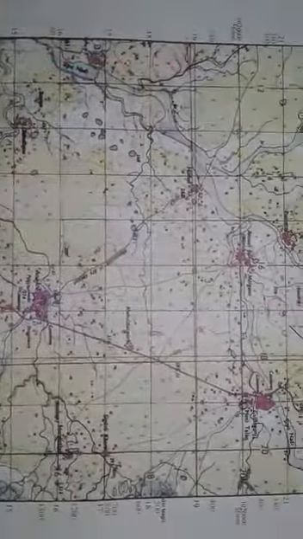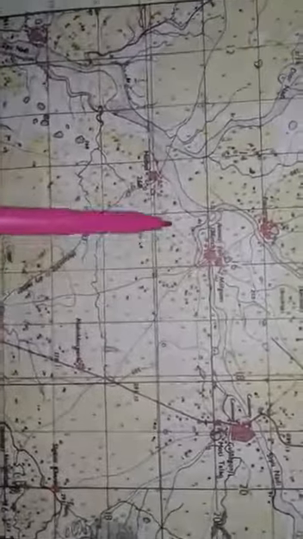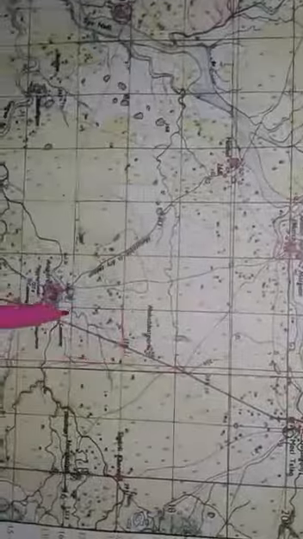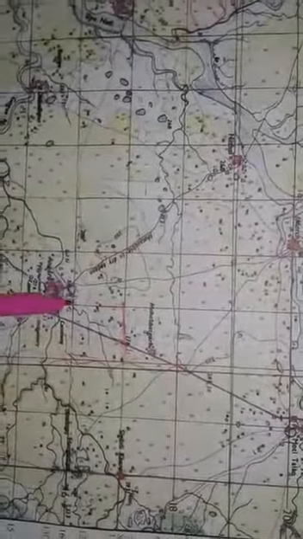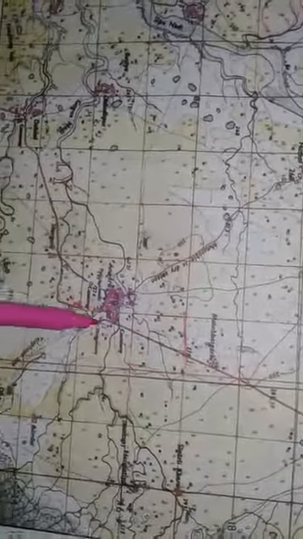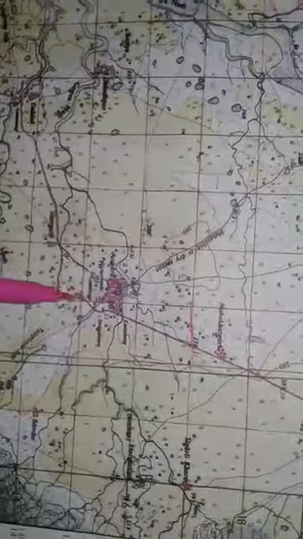So like this, a question will be asked. One grid will be given and you have to find out what type of drainage pattern is there. Or two grids will be given and you have to compare what type of drainage is present in this grid and what type in that grid. Understood, children? So we will meet in the next class with settlements.